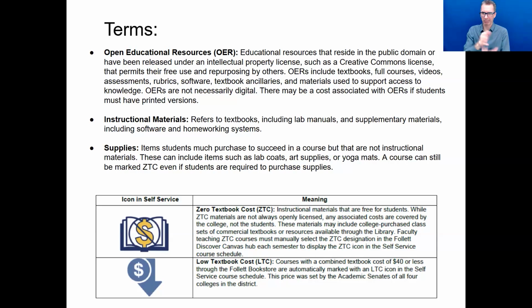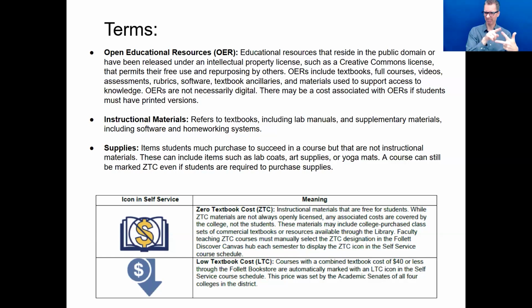Okay. I want to show you the reason why these definitions are important, and that is that there is a California law that says that all California community colleges must mark their zero textbook cost courses, so their ZTC courses, in the schedule of courses. So Fresno City College is compliant with that law. So if you look in self-service from the student point of view, you can see these icons. There are a few icons in self-service, but these two icons in particular. The first one is this little textbook with the little cross through the $ sign. That indicates that it's a zero textbook cost course. That means that the instructional materials have no cost for the students, okay?